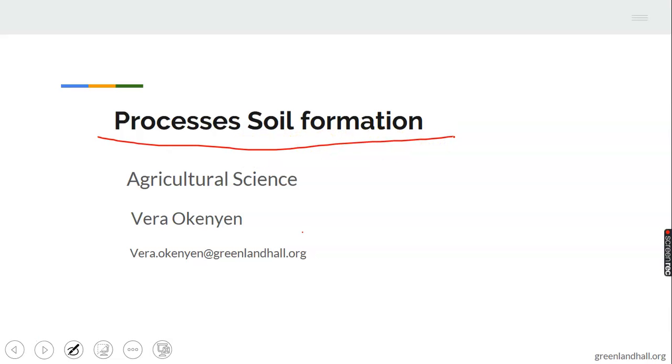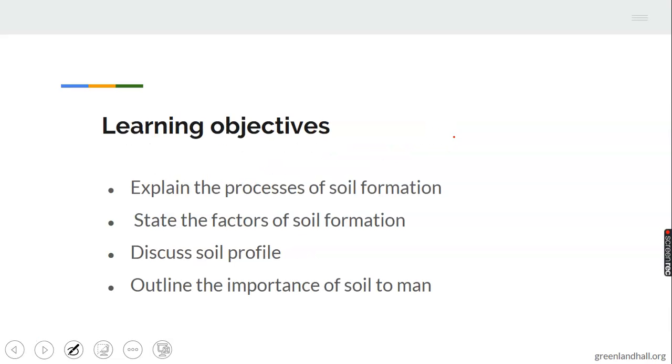Processes of soil formation. Learning objectives. 1. Explain the processes of soil formation. 2. State the factors of soil formation. 3. Discuss soil profile. 4. Outline the importance of soil to man. These are the stated objectives for today. Let's take note of that.